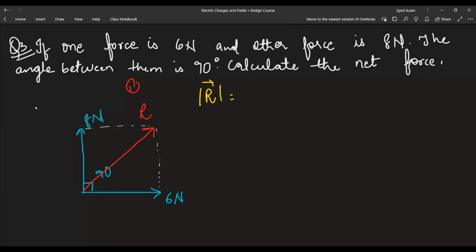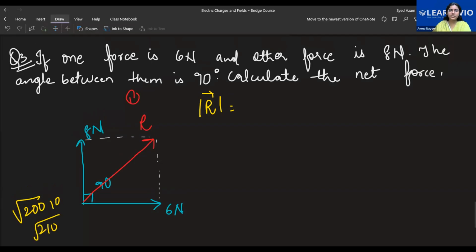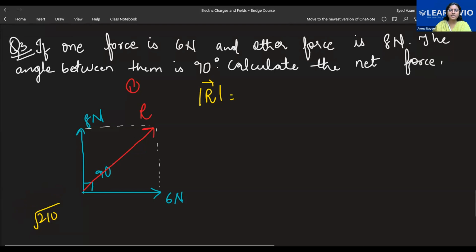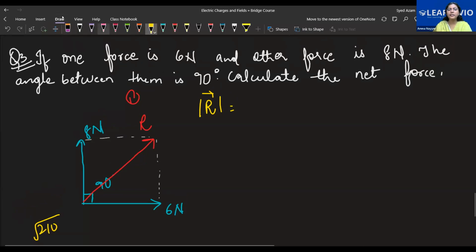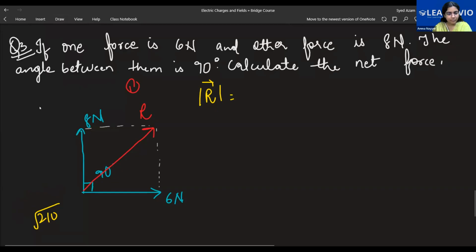Ma'am, it's finished. Yes, class. What's the answer? Ma'am, for the magnitude, I got root 210. No, ma'am, 210. Acha, 210. This is Hadia's answer. Tayyiba? Ma'am, my answer is 10. Correct. Tayyiba's answer is right.